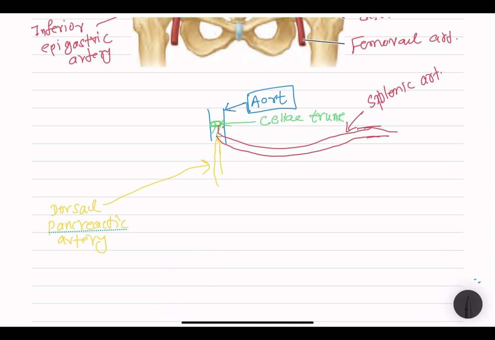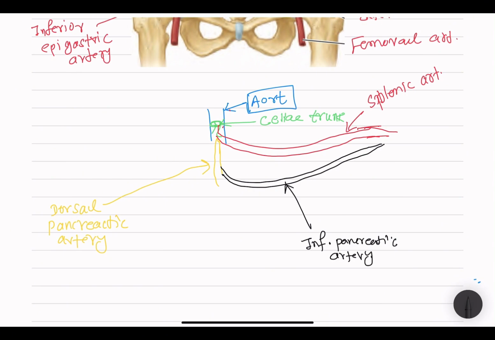And this, from the dorsal pancreatic artery, we will see another branch coming and it's going to the pancreas. And that will be our inferior pancreatic artery.